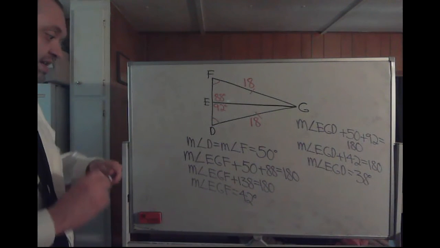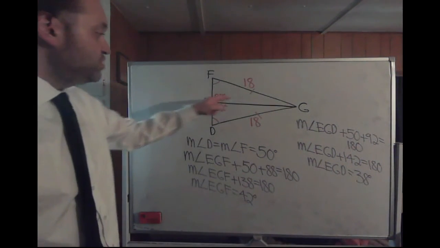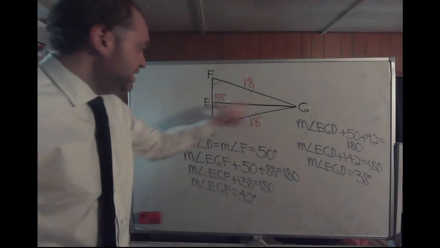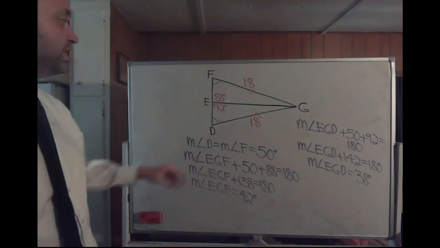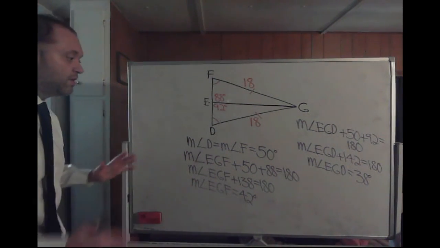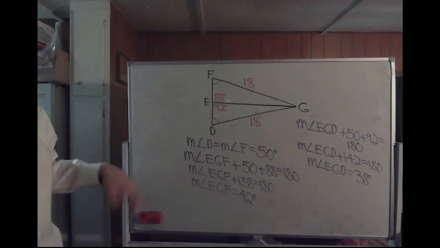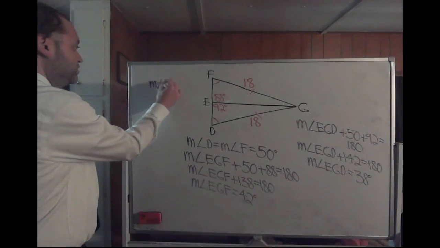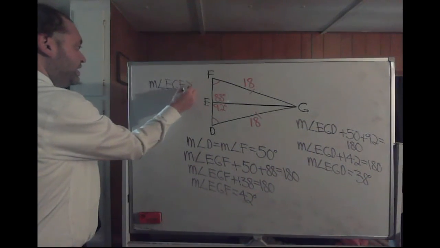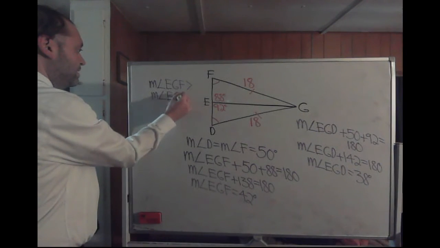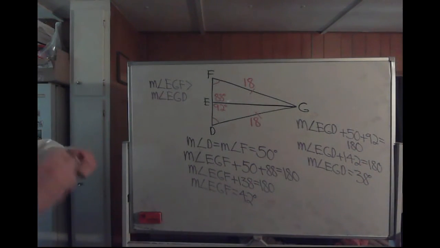So by these two examples, we can show now that the measure of angle EGF is greater than the measure of angle EGD. And even if we put in 60 for F and D, or 40 for F and D, or 30 for F and D, it doesn't really matter. We're going to come up with that the measure of angle EGF is greater than the measure of angle EGD. You're always going to come up with that every time, no matter what values you assign angles F and D, since they're both congruent.